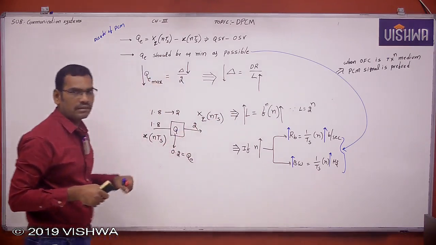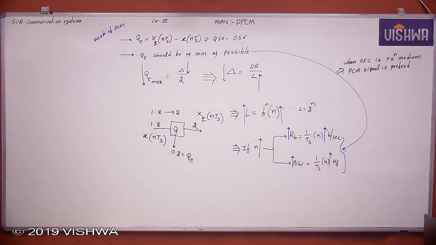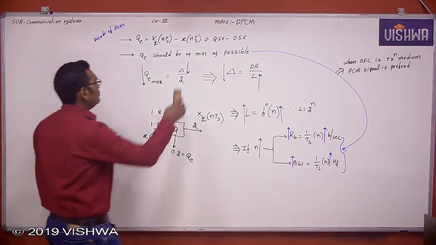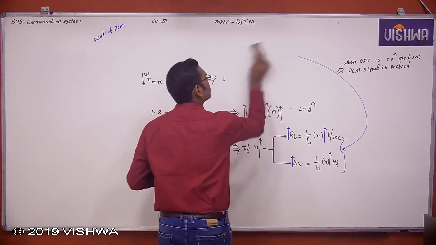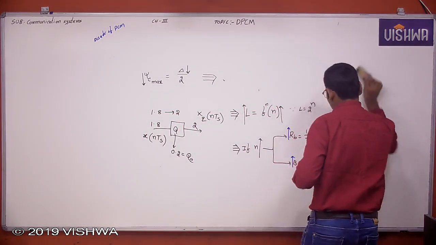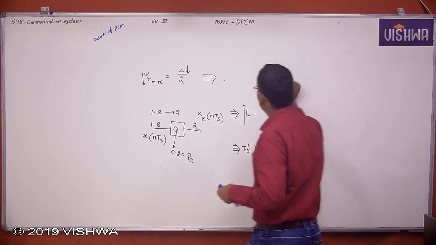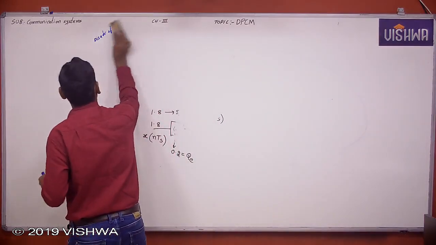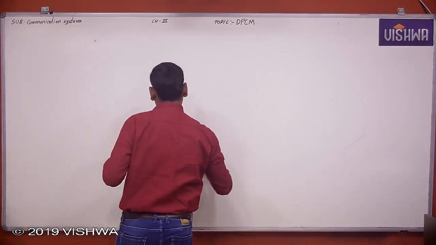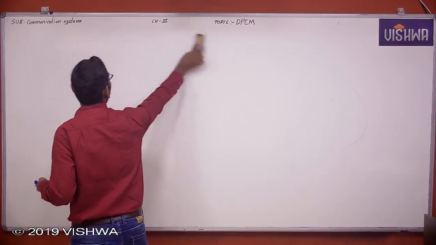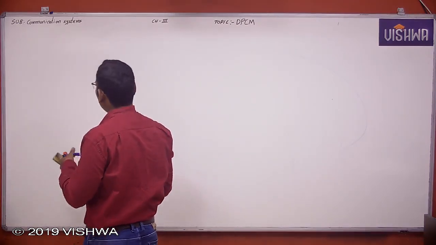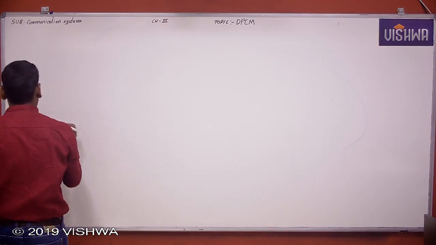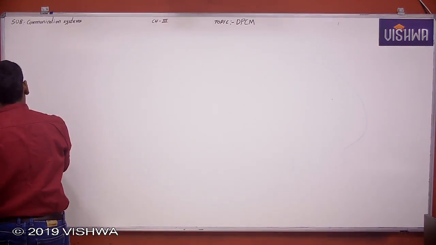Now first you note this. So now you understand the concept of DPCM. It has to be implemented by a slight modification of PCM. Now see here, let us take one small example.